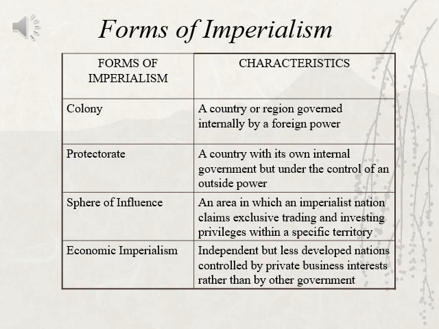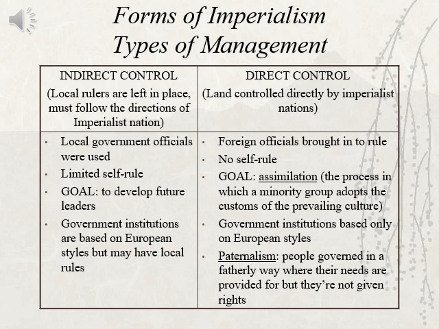These are the different forms of imperialism found throughout this period, along with the characteristics of each. The different forms of imperialism encompass colonies, protectorates, spheres of influence, or economic imperialism. Within those forms of imperialism, we have two distinct types of management: indirect control and direct control.